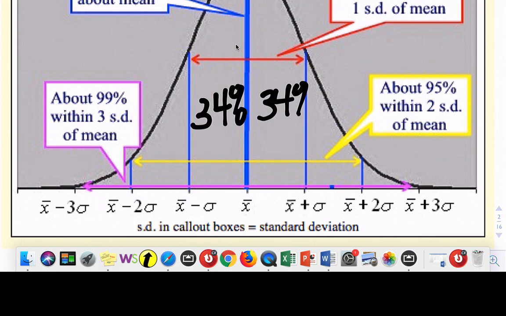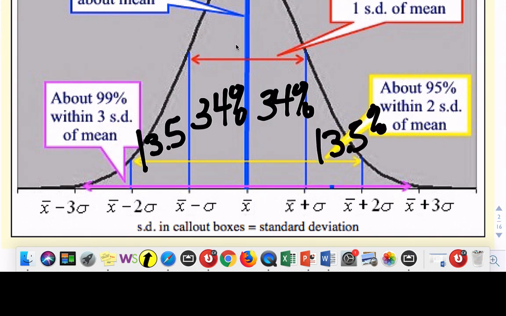You can see it from the graph, it's a lot. If we go 2 standard deviations out, this part is 13.5%. This is also 13.5%. And then it gets a lot smaller.